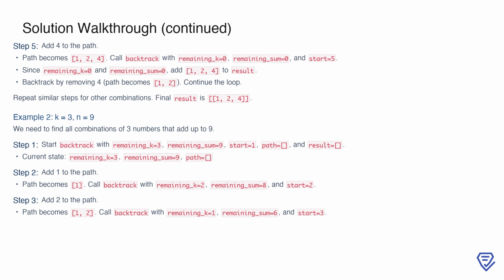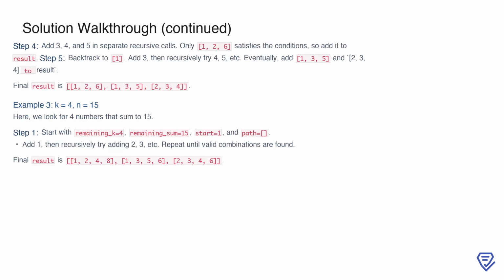Moving to the second example, where k is 3 and n is 9, we start by calling backtrack with an initial remaining_k of 3, remaining_sum of 9, and an empty path. Adding 1 to the path gives [1], and we call backtrack with updated parameters, remaining_k 2, remaining_sum 8, and start 2. Then, adding 2 to the path results in [1, 2], and we call backtrack with remaining_k 1, remaining_sum 6, and start 3. At this point, we explore multiple numbers. Adding 3, 4, and 5 to the path in separate recursive calls allows us to test each potential combination.